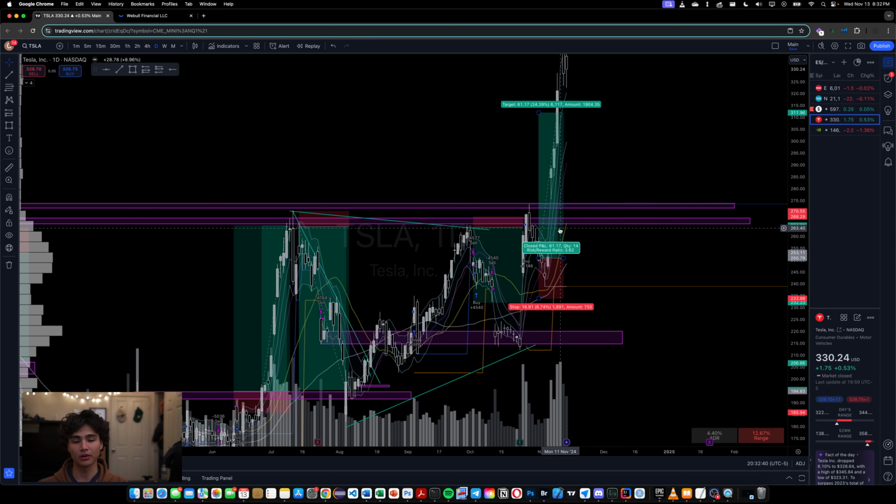If you don't recall, this is when Trump pretty much won the election. Trump is buddies with Elon Musk, the whole deal. So that was the catalyst for this breakout. Worked out very well.